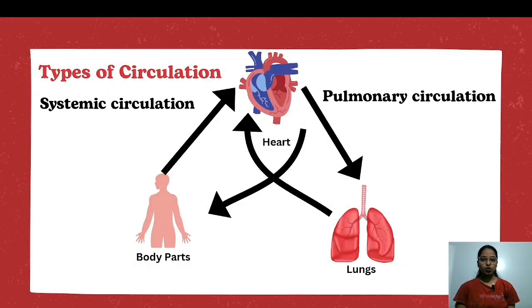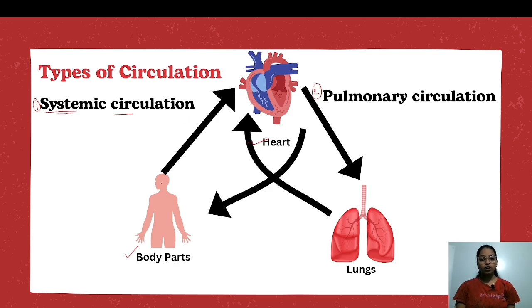Now the types of circulation. There are two types of circulation present in our body. First is systemic circulation and second is pulmonary circulation. Systemic circulation is divided into two sections. We'll see these sections one by one. Systemic is related to body parts. The circulation which is present between body parts and the heart is called systemic circulation. This systemic circulation is divided into two sections.